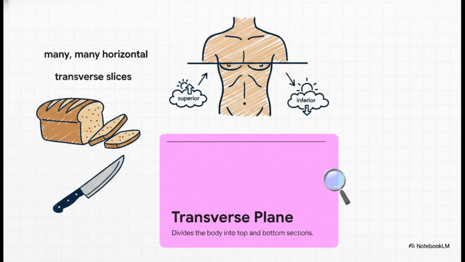Our third major plane is the transverse plane. This one divides the body horizontally into top and bottom sections. Again, pulling out our clinical vocabulary, superior means top and inferior means bottom. If you want to sound sharp on the wards, you'll say the transverse plane divides the body into superior and inferior portions. Going right back to our bread analogy, this is how you'd normally cut a loaf of bread to make a sandwich. Just many, many horizontal transverse slices.